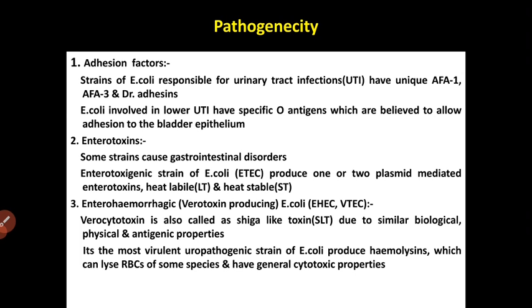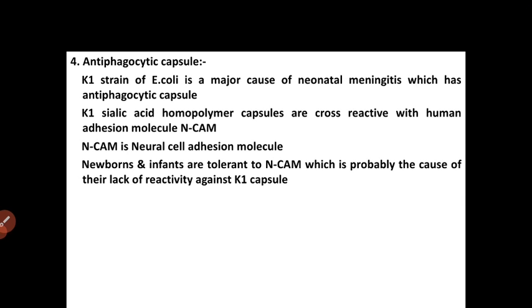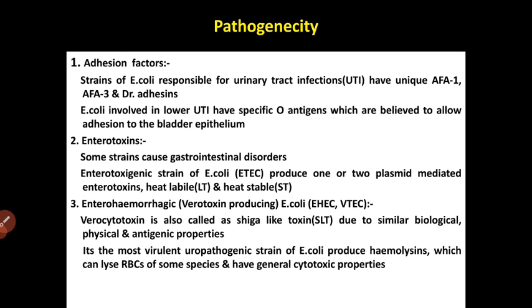First, pathogenicity. Now there are some factors which are involved. We can also call them determinants of pathogenicity. First, adhesion factor. Second, enterotoxins. Third, enterohemorrhagic E. coli. Fourth is antiphagocytic capsule. First, adhesion factor.